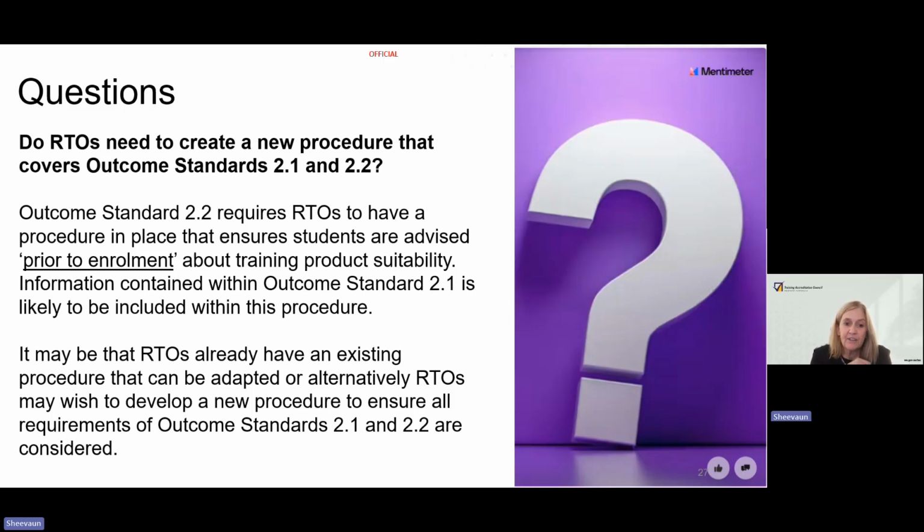And it might be that your RTO already has an existing procedure that can be adapted, or you might want to develop a new one. But if you are going to look at, and as you should be, think about the staff that you want to involve in that process. If you involve your support teams, your trainers, assessors, you're more likely to get a better outcome in terms of a new procedure that's going to fit everyone. That's the first question.